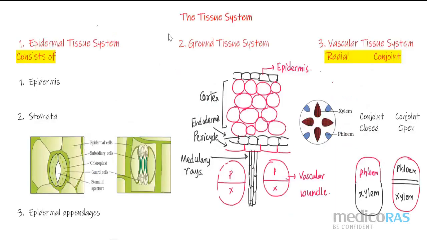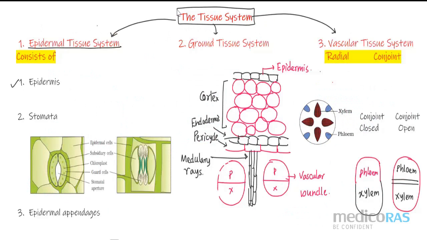After completion of the complex tissue, now we need to see the tissue system. In the tissue system, we have the epidermal tissue system, the ground tissue system and the vascular tissue system. The epidermal tissue system consists of epidermis, stomata and epidermal appendages. If we consider the epidermis, that means we are considering the stem part. The same name we can give for the root part also, but in a different way. This is the epiblema for the root.